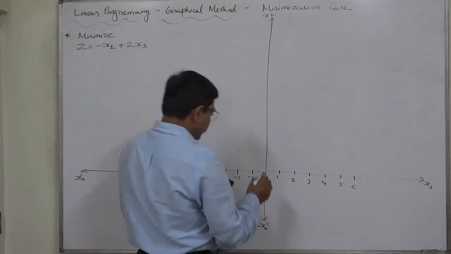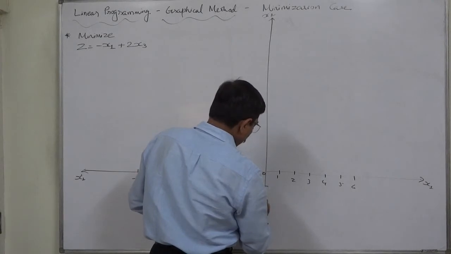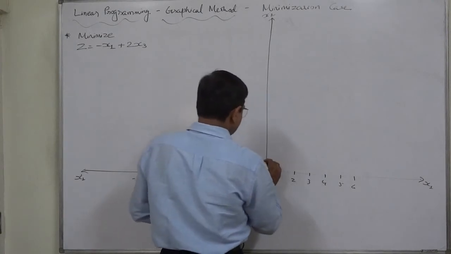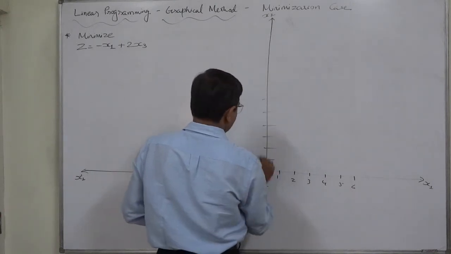On the x2 axis it is up to -2, and on the upper side it is up to +6. 1, 2, 3, 4, 5, 6.